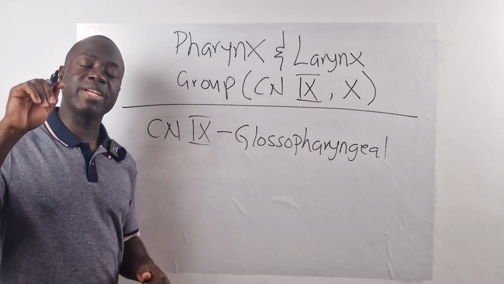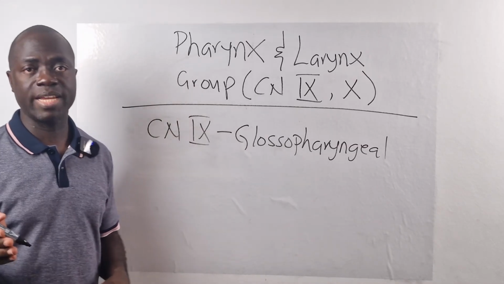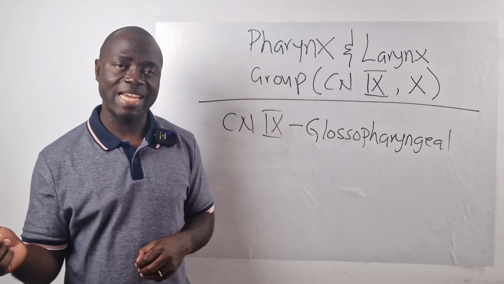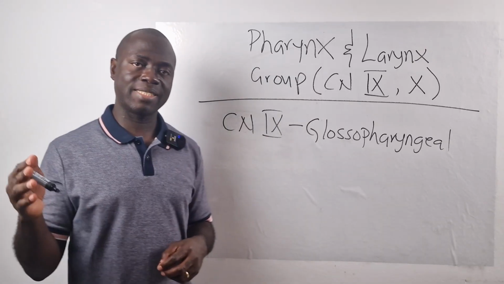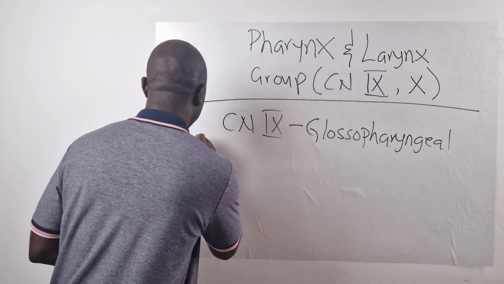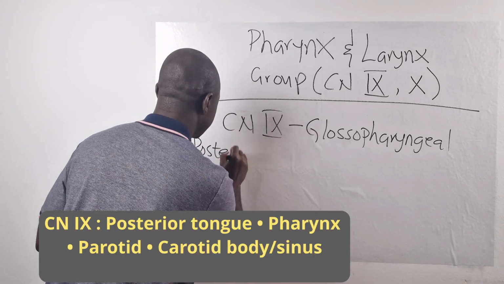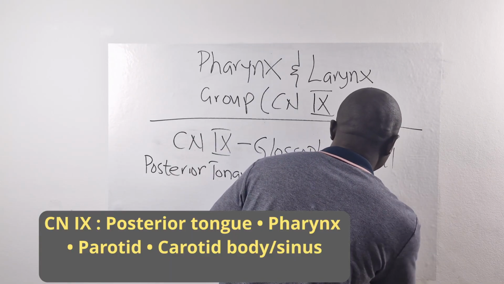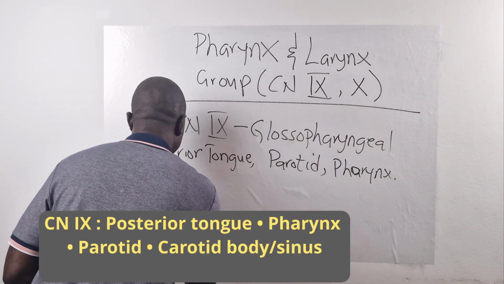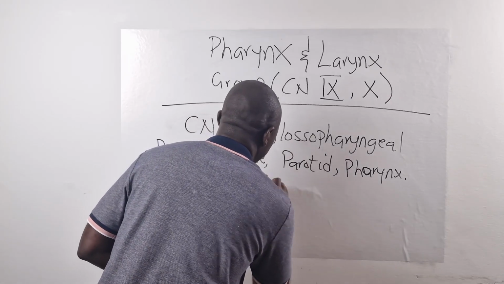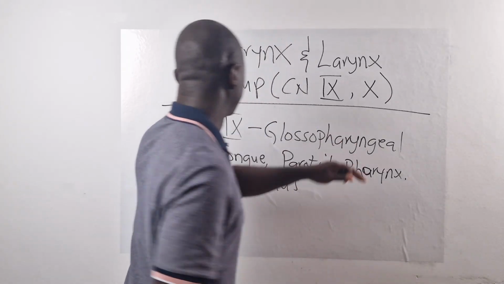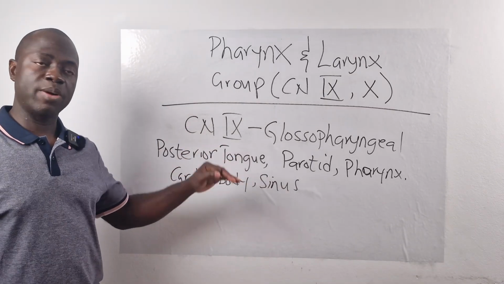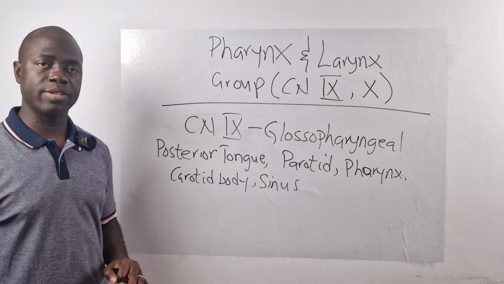When you think of cranial nerve 9, think of the posterior 1/3 of the tongue, the pharynx, the parotid gland, the carotid body and sinus. So when you think of cranial nerve 9, the glossopharyngeal, think of the posterior 1/3 of the tongue, the pharynx, the parotid gland, and the carotid body and sinus.